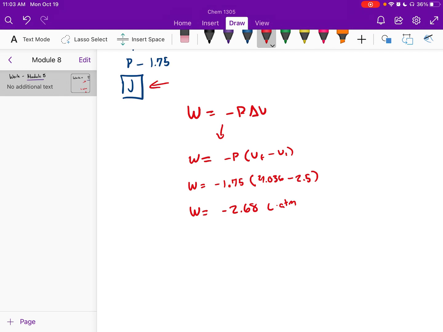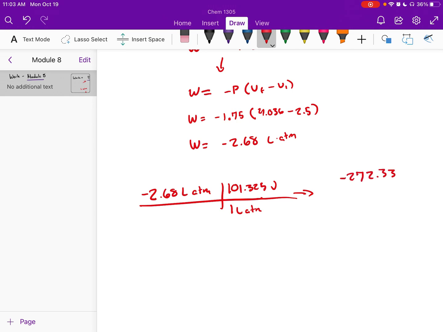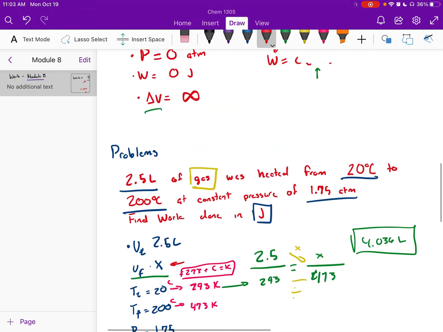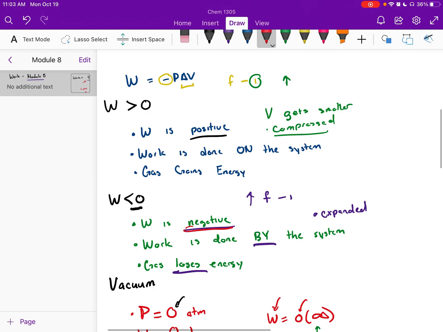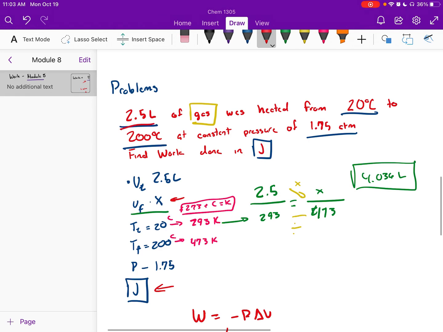But remember, our question is asking us in joules, so let's convert that. You got negative 2.68 liter atmospheres, and 1 liter atmosphere is equal to 101.325 joules. When we multiply that all together, we get a final answer of negative 272.33 joules. So that is the amount of work that is done on the system or by the system, right? Is it on or by the system? Well, if it's negative, then it's by the system. Okay, so that concludes my lesson on work.